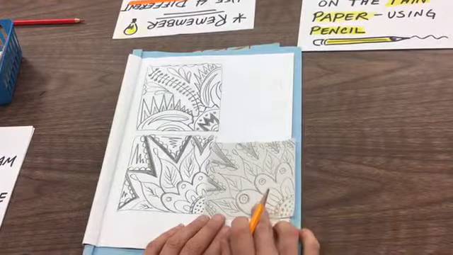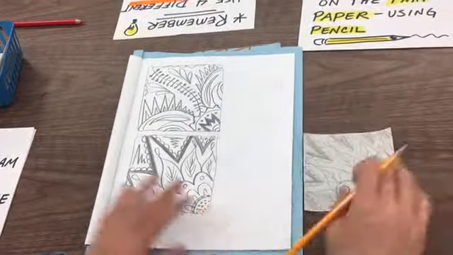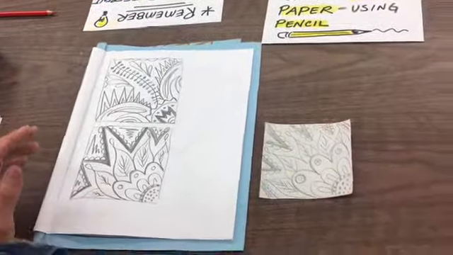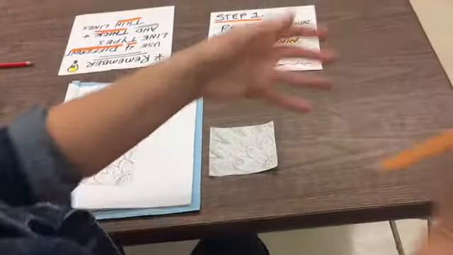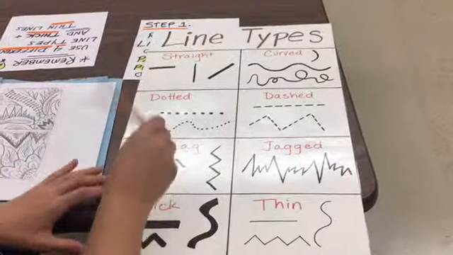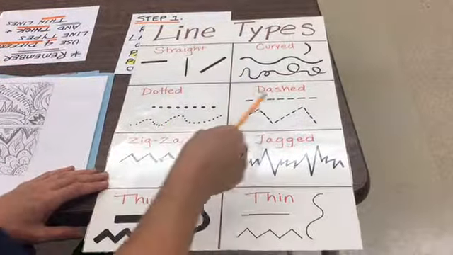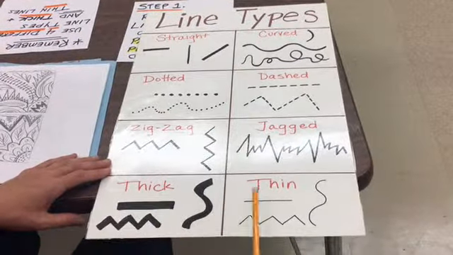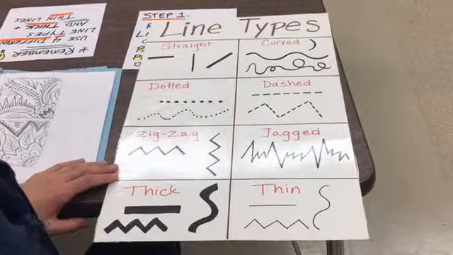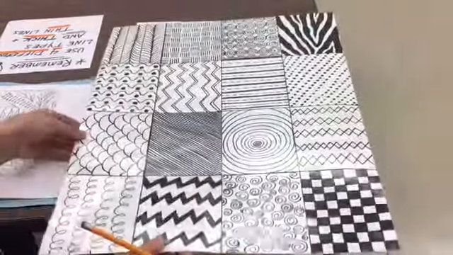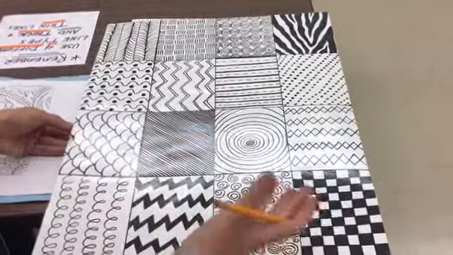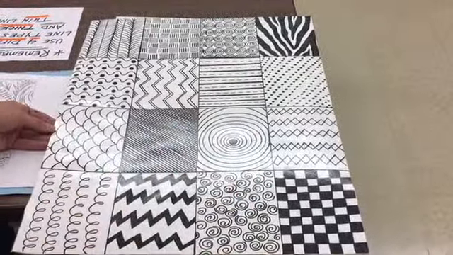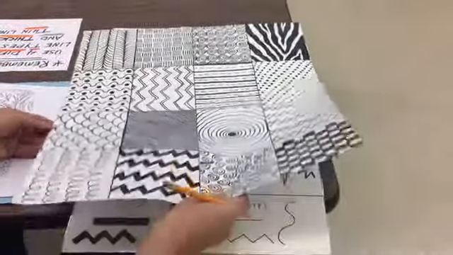Okay, so I'm pretty happy with my design, but before I move on, and just to give you a little bit more help, if you're struggling on what kinds of lines you can add, we have so many different kinds of lines that you can choose from: straight, curved, dotted, dashed, zigzag, jagged, thick, and thin. Remember, I need you to have some thick lines and some thin lines in your artwork anyway. And I have another poster that will be up on the wall just for inspiration. If you can't think of a pattern that you want to use, take a look at this poster and something might come to mind. I'm going to move on now to step 2.